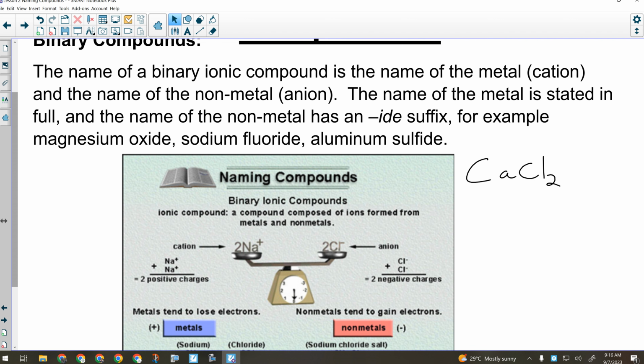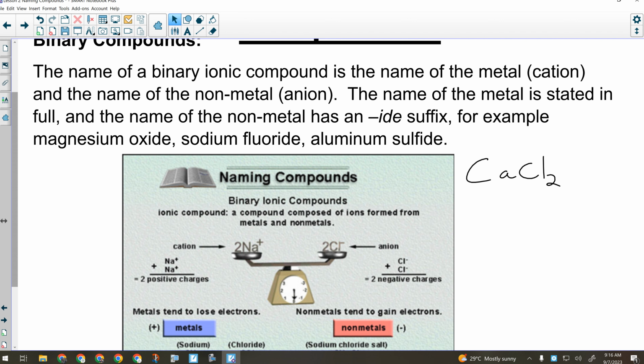Okay, so if I had this stuff, any idea what that would be? Calcium chloride. Not calcium dichloride, because I don't use prefixes in an ionic compound. Why don't I? If I say calcium chloride, how will people know there's 2 chlorines? Look at the charge on chloride.